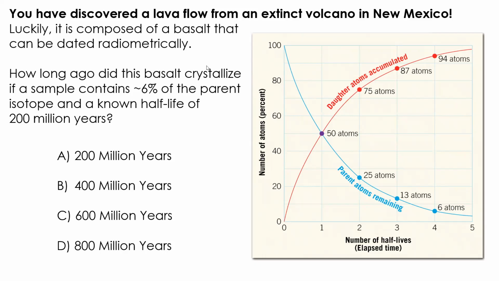Four half-lives. 4 half-lives. Very good. Some of you have got the answer too. So if we have 4 half-lives with a half-life of 200 million years, we just multiply that by 4 and we get 800 million years. And that's how old our deposit is. So does that concept make sense to everyone?